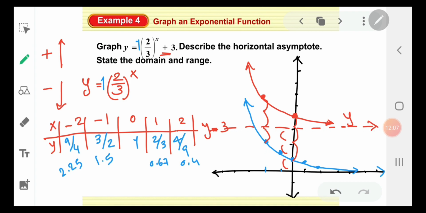This red dotted line is the new asymptote y equals 3. And also, all the points are shifted up 3 units. So for the horizontal asymptote, it would be y equals 3. For the domain and range, the domain is all real numbers, while the range is affected in vertical translation.